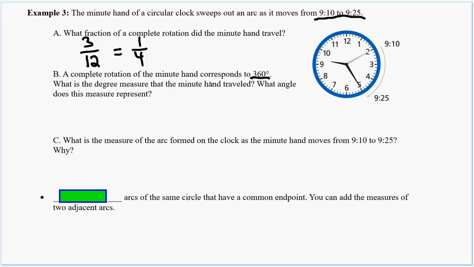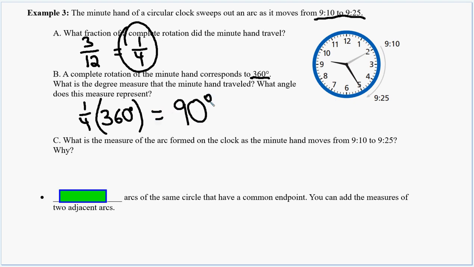Part B, a complete rotation of the minute hand is a full 360 degrees. What is the degree measure that the minute hand traveled? What angle does this represent? Well, we know it traveled 1/4 from part A, and we just want to find 1/4 of 360. So 360 divided by 4 is 90 degrees.